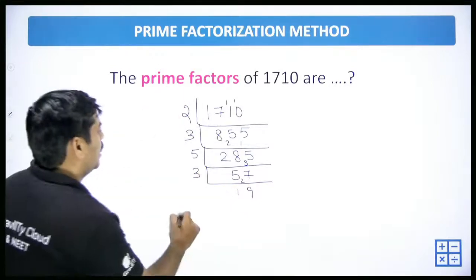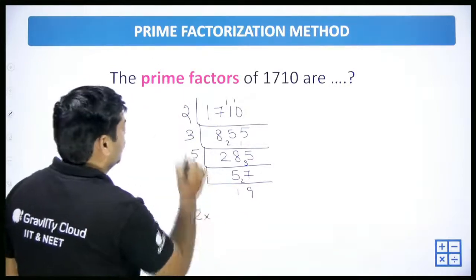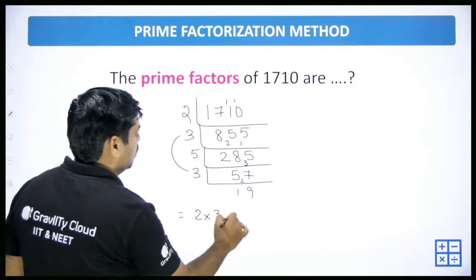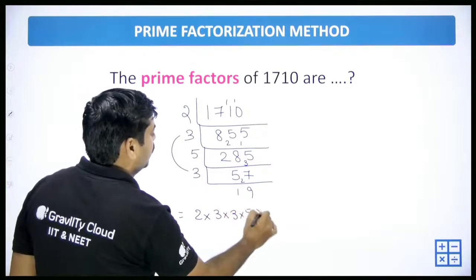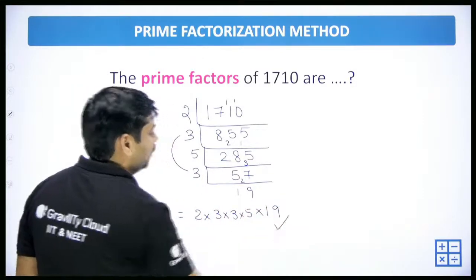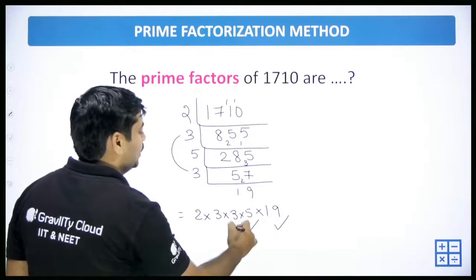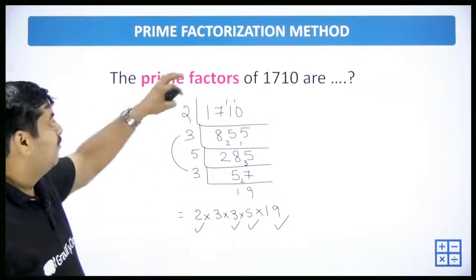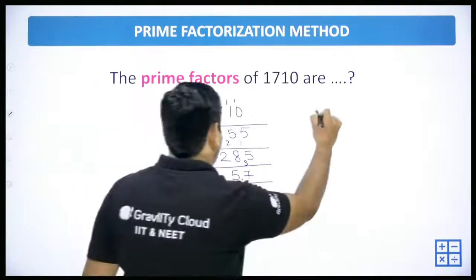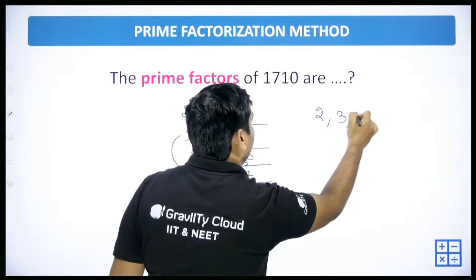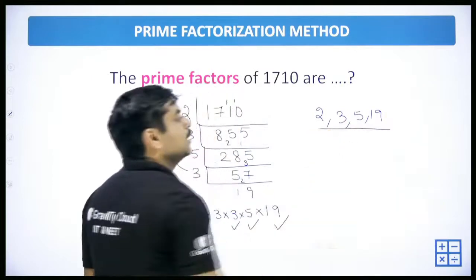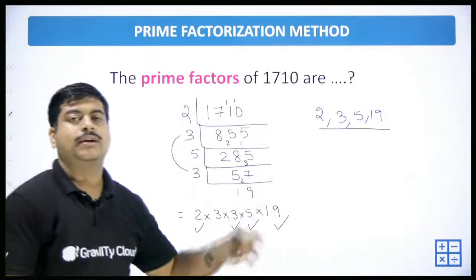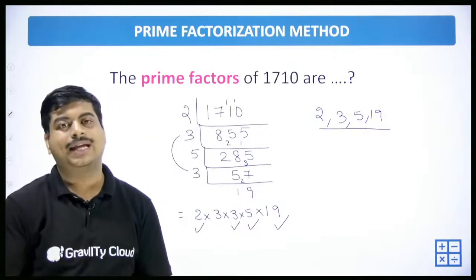So we can say that it is equal to 2 into 3 into 3 into 5 into 19. 19 is a prime factor, 5 is a prime factor, 3 is a prime factor, 2 is also a prime factor. The prime factors of 1710 are 2, 3, 5 and 19. These are the prime factors. So that is how you can find all the prime factors.